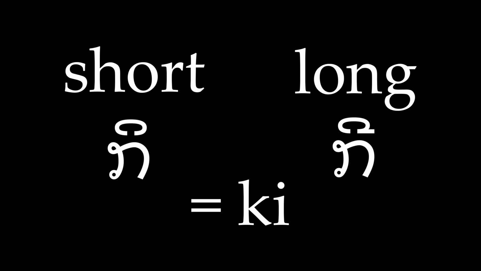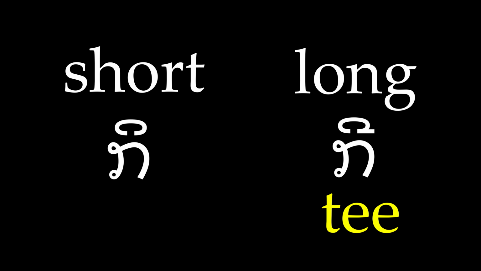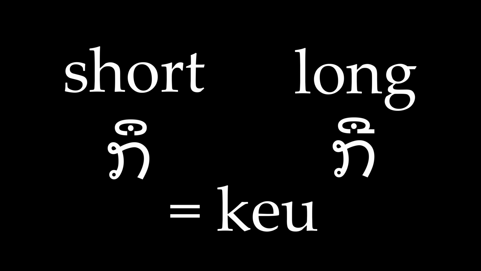E and E are usually represented with an I when transcribed. The short E sounds similar to the I in sit. The long E sounds like the E in tea. U and U are usually represented with an EU when transcribed. There is no corresponding vowel sound in English, so this one is a little more difficult to get right away. For now, just listen to it and try your best.